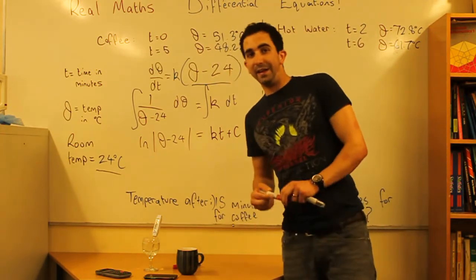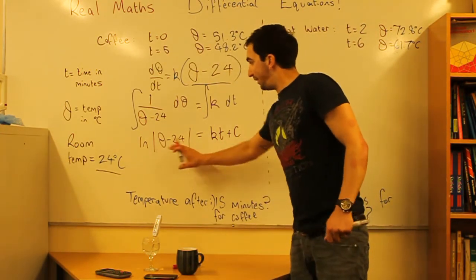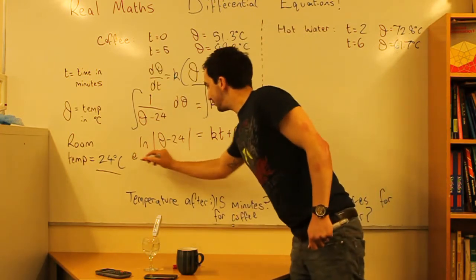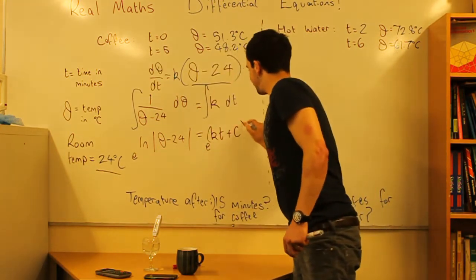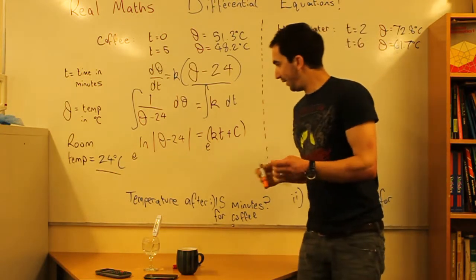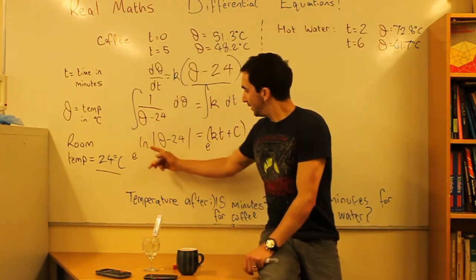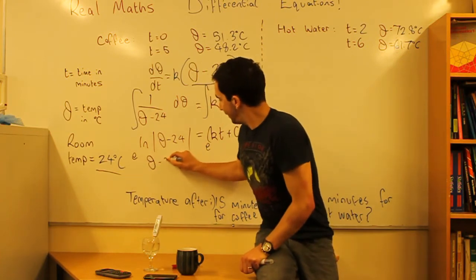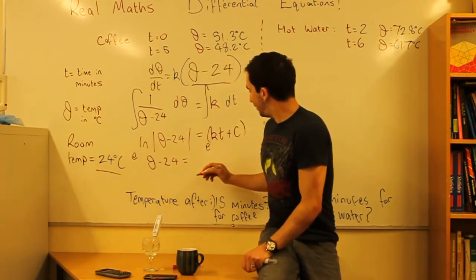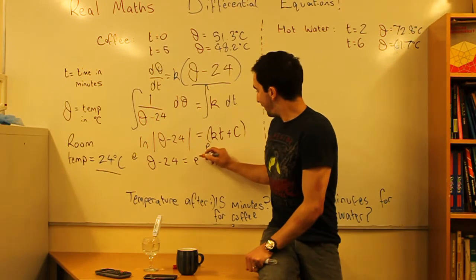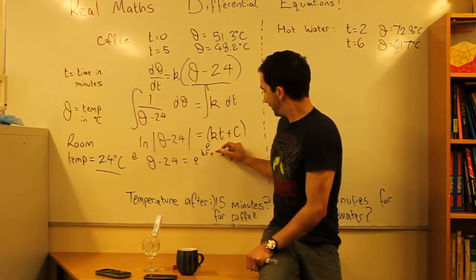Now if we take e to the power of each side, so e to the power of this, e to the power of all this, what we get is e and ln are opposites, inverses. They cancel, you get theta minus 24 equals e to the power of kt plus c.